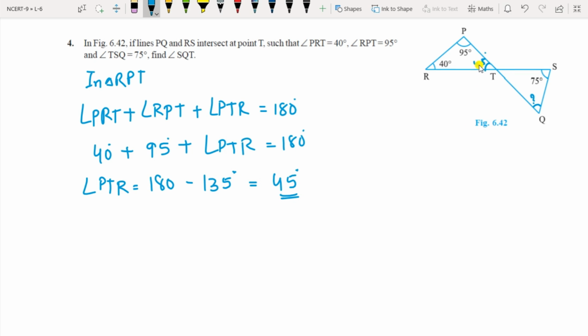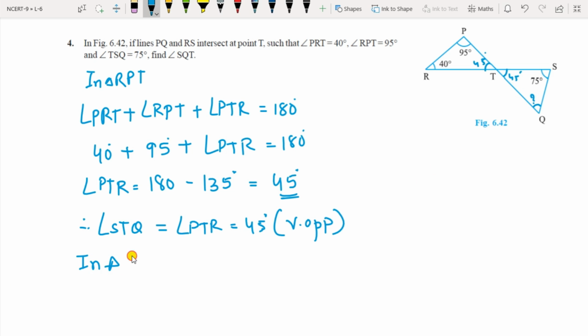Now since this is 45, this one will also be 45 because it is vertically opposite angle. So therefore angle STQ is equal to angle PTR, that will be equal to 45. The reason is vertically opposite angle that you have seen in exercise 6.2. Okay, so this is also 45. Now easily from this triangle, you know the two angles, you can find the third one. Therefore now consider the second triangle.